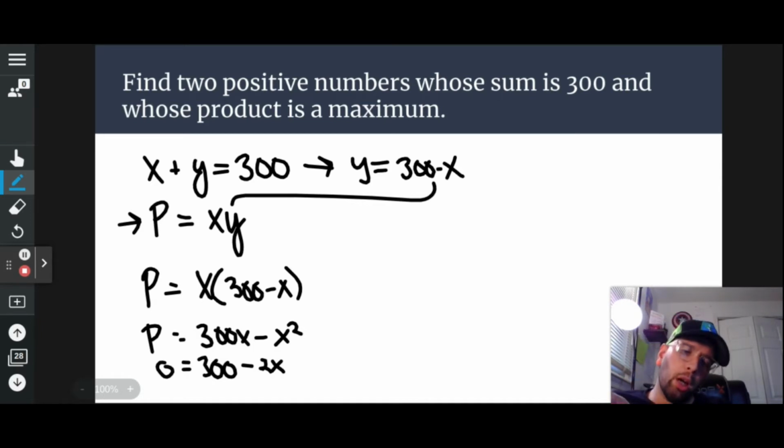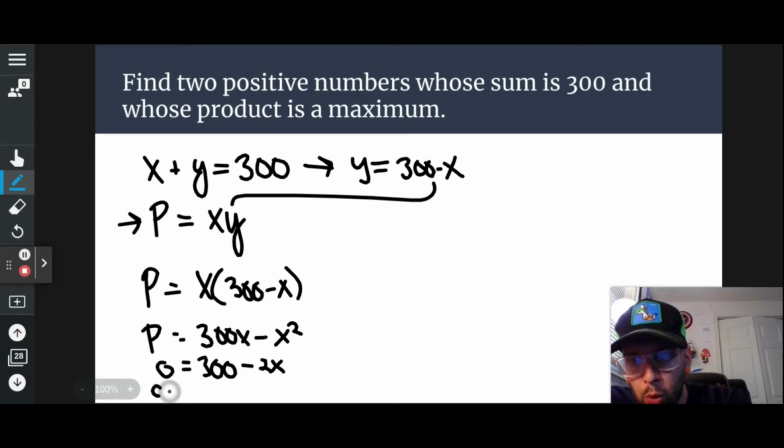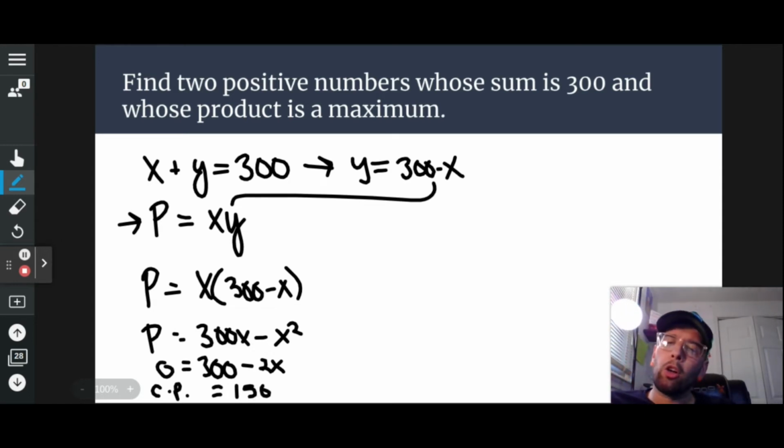If I subtract 300 and divide by -2, then my critical point is going to be 150. Again, I've been at this for like an hour and a half, I feel. Critical point is 150.